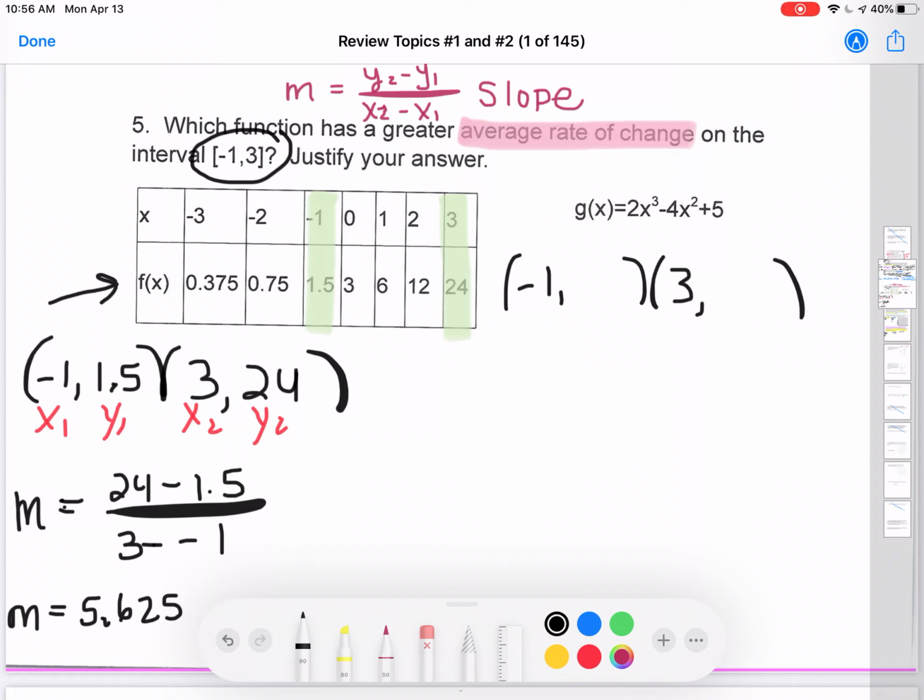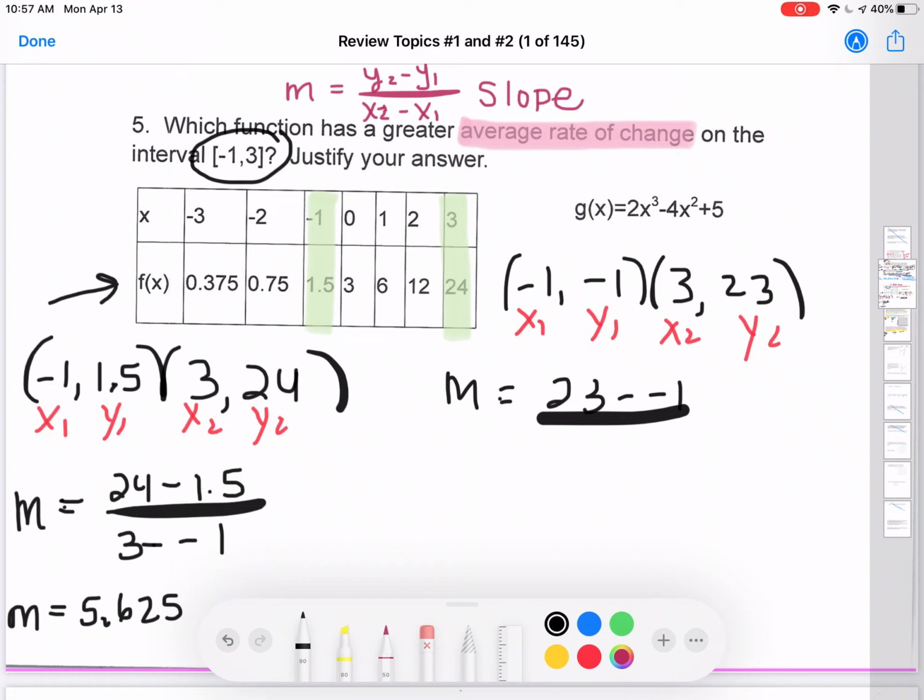Okay, next guy. Now this one, you could just put this in the calculator and go to the table and find the partner for -1, and same thing for 3, or you could do it algebraically, but I suggest putting it in the calculator. Here's your x1, your y1, x2, and y2. Okay, so 23 minus -1. Whoa, that's big. Over 3 minus -1.